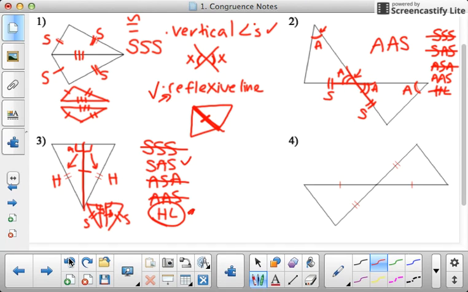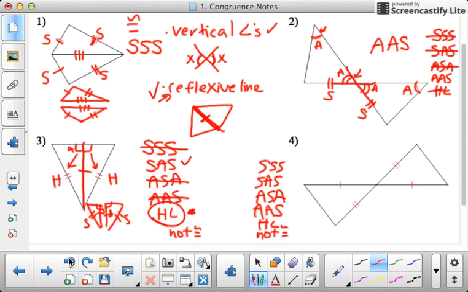Hypotenuse leg is our trickiest one. So don't panic if you're like, what in the world? If it's got a 90-degree angle, it's probably going to be hypotenuse leg or not congruent. This is still always an option. Let's look at number 4. So I've got side, side, side, side, angle, side, angle, side, angle, angle, angle, side, and hypotenuse leg. Or not congruent. I've left this one off a couple times.